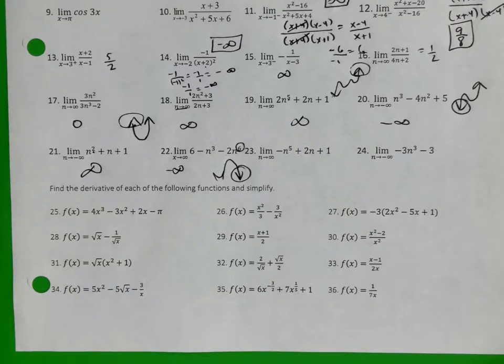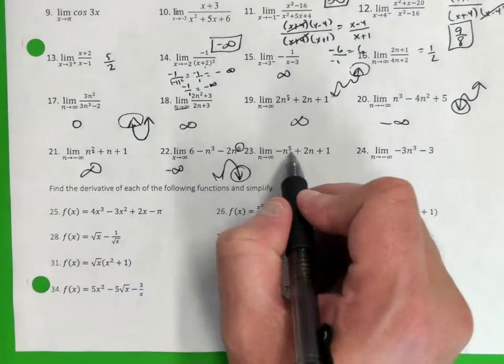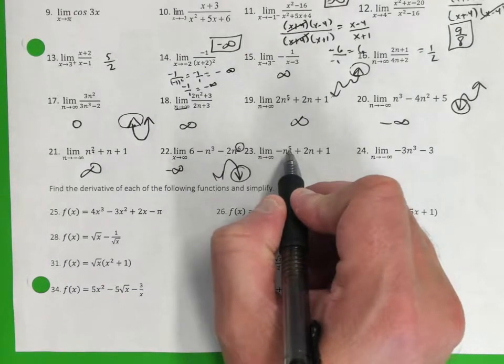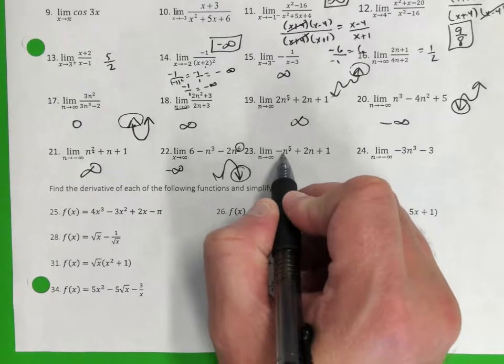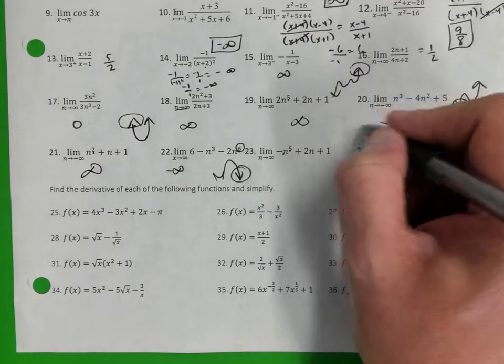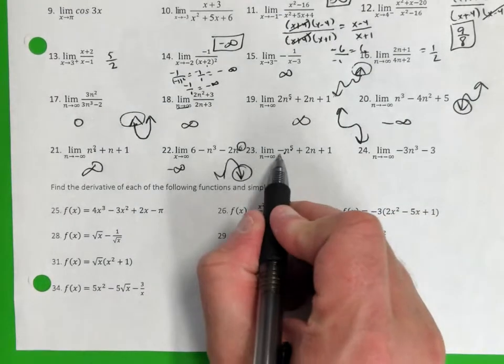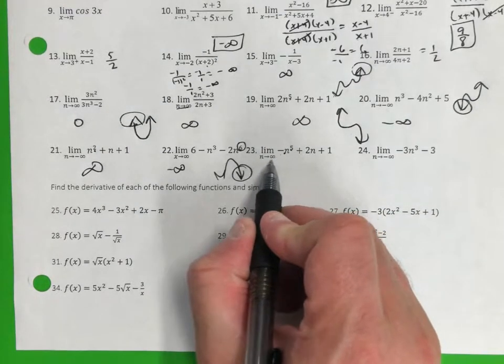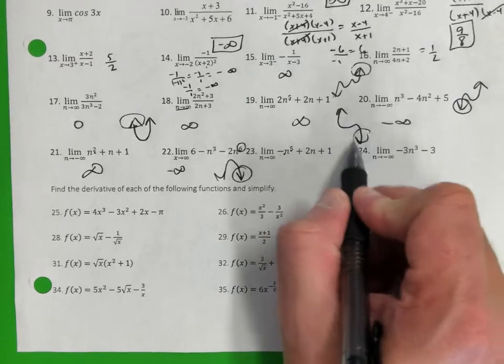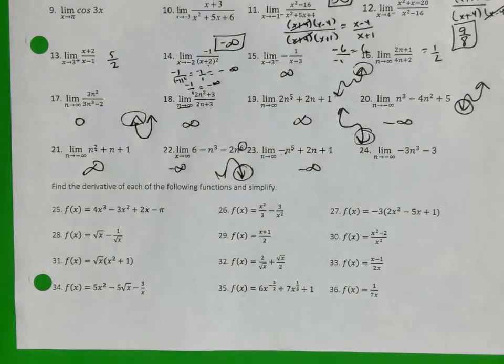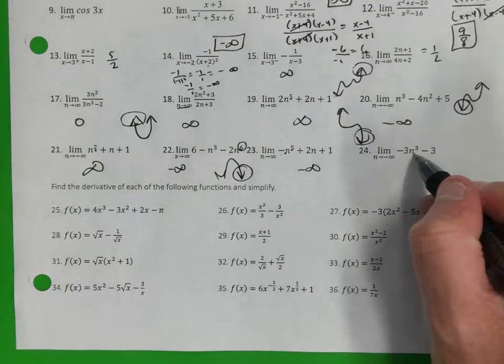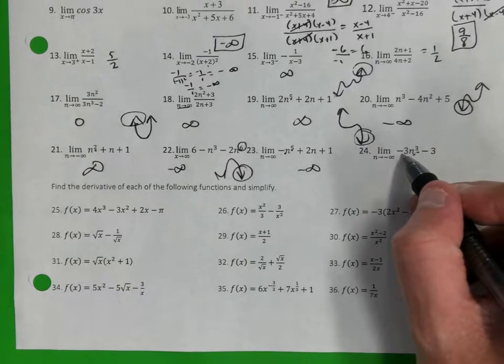Number 23. Notice that this is odd and the leading coefficient is negative. So instead of increasing, it's going to be something like this. Okay, because it's negative leading coefficient. As n goes to infinity, this is going to negative infinity. And same thing for this as well. This is, your highest degree is 3, leading coefficient is negative.